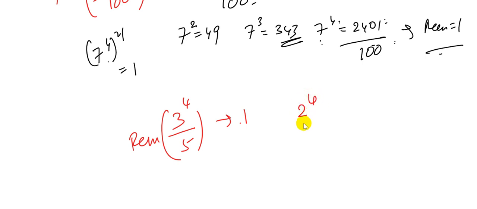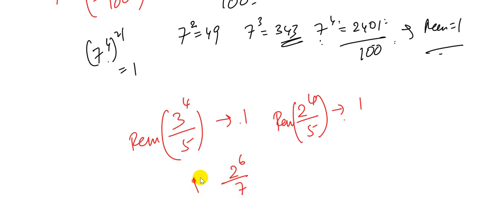2 to the power 4 divided by 5. Remainder? So 1. Okay. 2 to the power 6 by 7. Remainder? 4. 64 by 7. Remainder is 1.